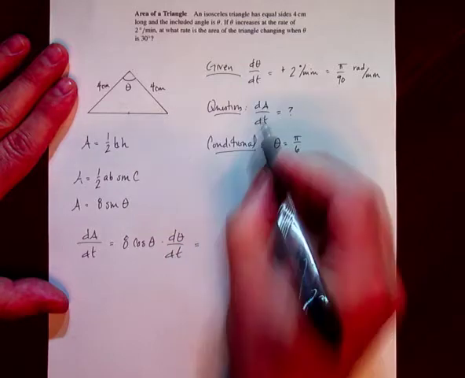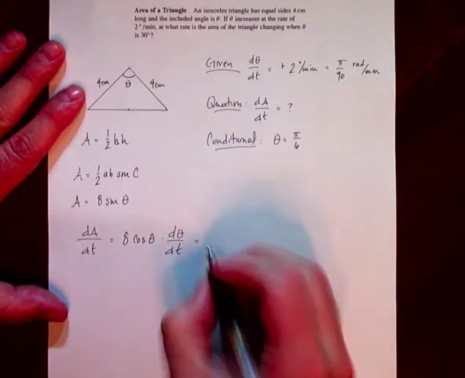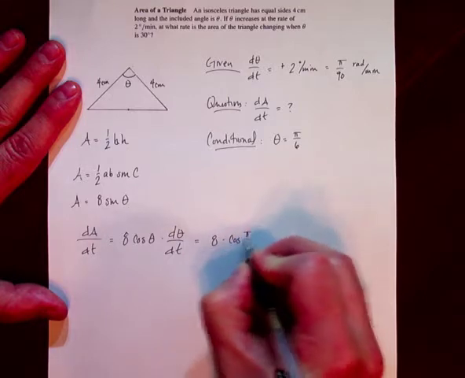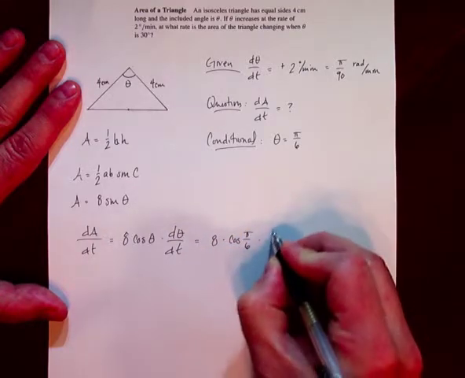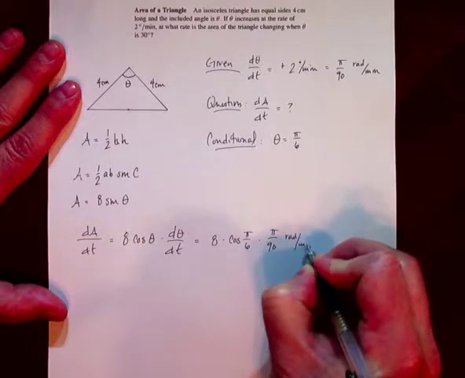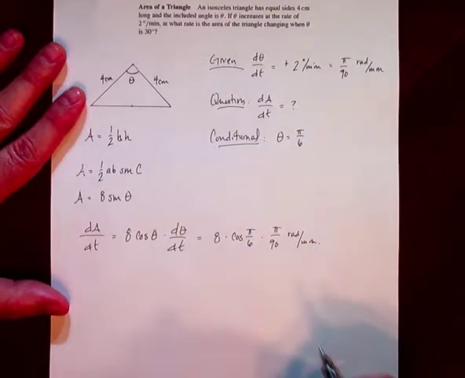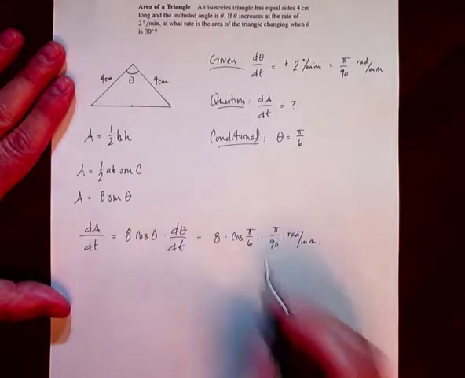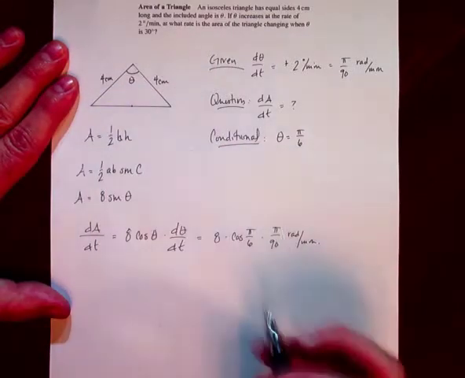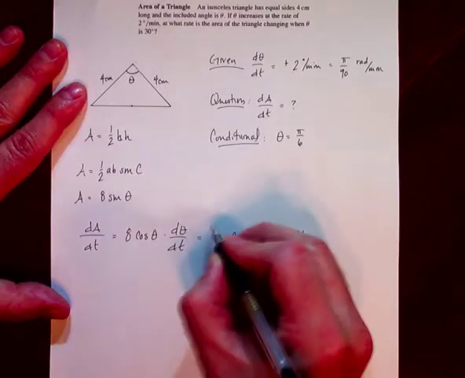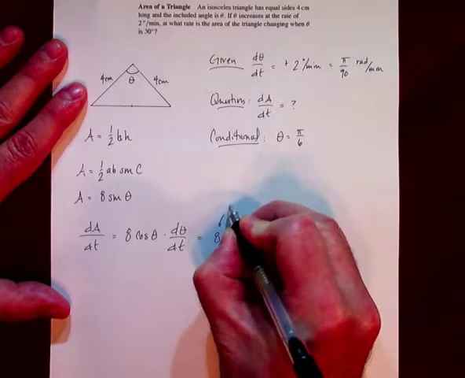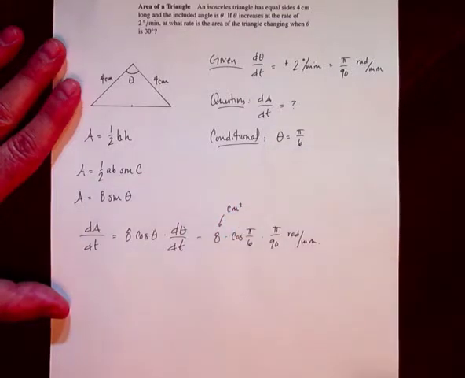And I'm looking for dA/dt. dA/dt is already isolated. Let's just go ahead and plug in 8 times cosine of pi over 6 times pi over 90 radians per minute. This winds up giving you centimeters, right? Because that's the original. It's the original up here. So this right here, remember, is 8. The units that goes along with that is centimeters squared.